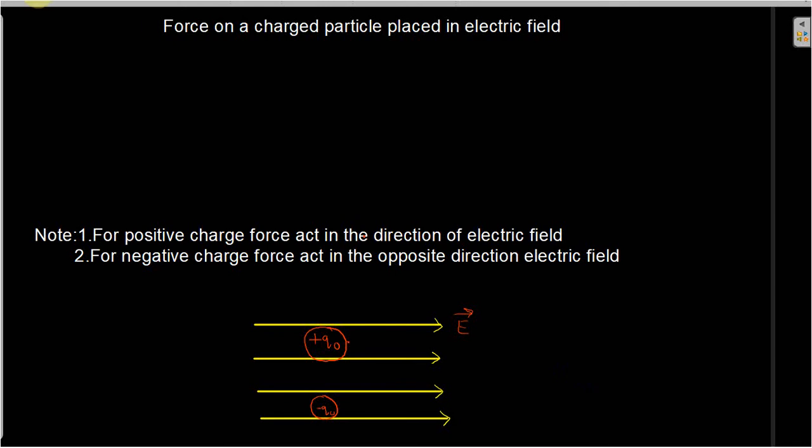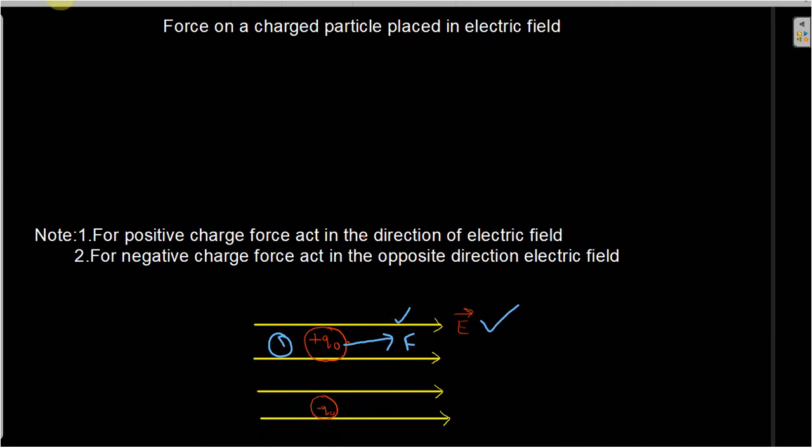So let's see. You can see here we have electric field lines, E is the electric field, and this is a uniform field. First of all we will place this number 1, Q naught charge, inside the electric field. So what will be the direction of the force? When we place a positive charge inside the field, the force experienced by the positive charge is always in the direction of the field. So for the first charge, what is the force direction? Along E. So both have the same direction.